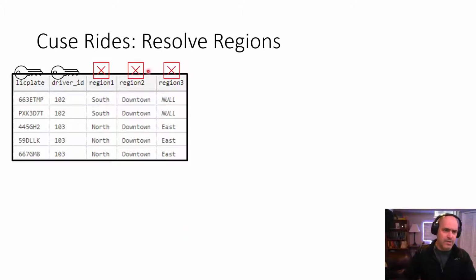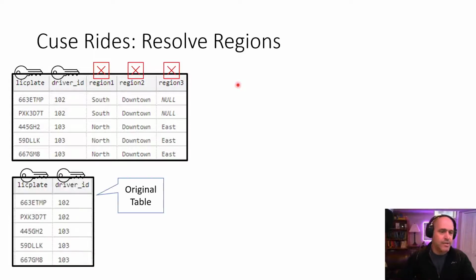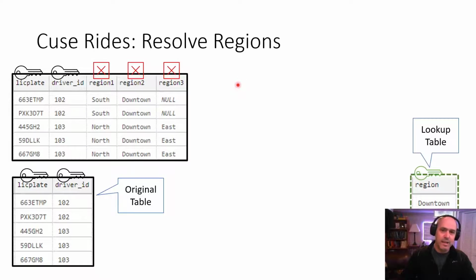So here's the original table. Let's just look at regions first. These are the no key values, right? They don't satisfy this key. So that's why they're X'd. They're going to end up in another table. So we create, there's the original table. And now here comes the dash table, right? This table has all the unique regions in it: downtown, east, west, north, south.